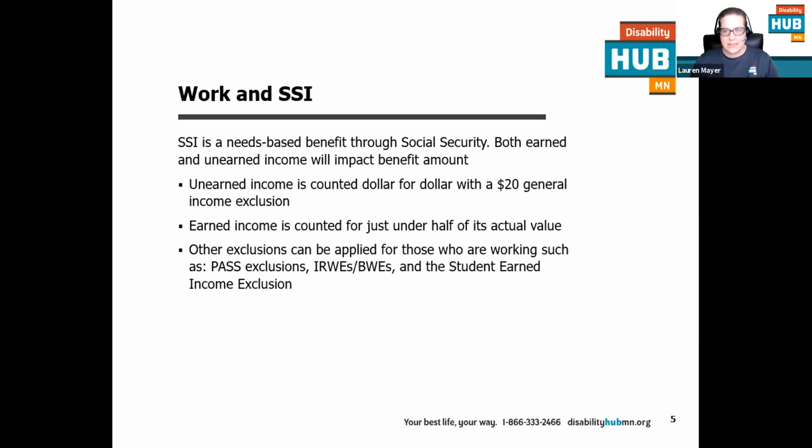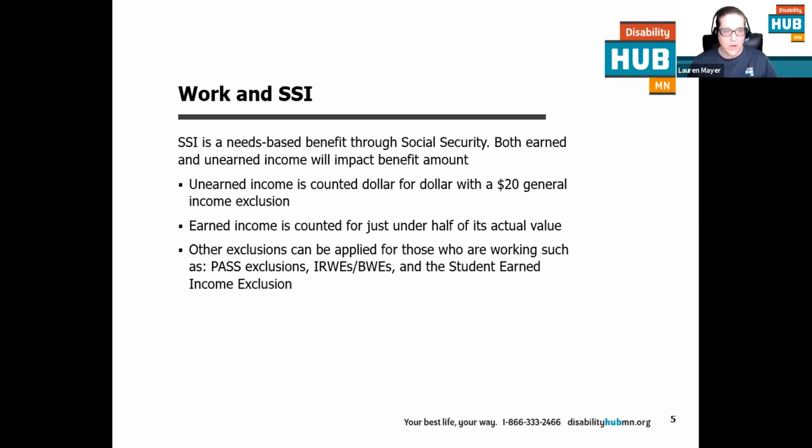Like we said, it's a needs-based benefit. The amount is going to be directly impacted by how much income you have. They look at income in two different buckets. There's unearned income, which is basically anything besides work income. It's mostly other benefits that you may receive. That's going to be subtracted dollar for dollar from your SSI benefit. So any unearned income that you have is going to be subtracted dollar for dollar. There is a $20 income exclusion, but unearned income has a large impact on SSI.